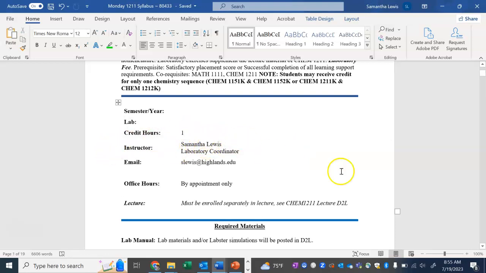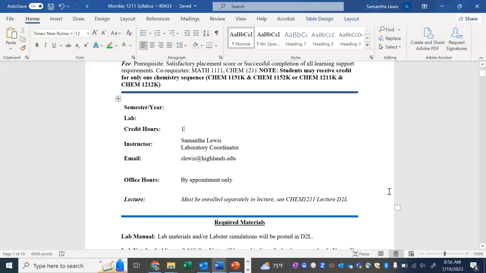I am Samantha Lewis. I am your laboratory coordinator, your instructor for this class. I do have office hours. They are by appointment only. I do offer tutoring 2 days a week, one in the evening and one during the day, and you'll actually have to go in and do a survey on that before the end of class on your first day. So after the first week, once I've seen all the people in all the classes, we'll have a designated evening and a designated full day of tutoring where Zoom appointment will be available all day.